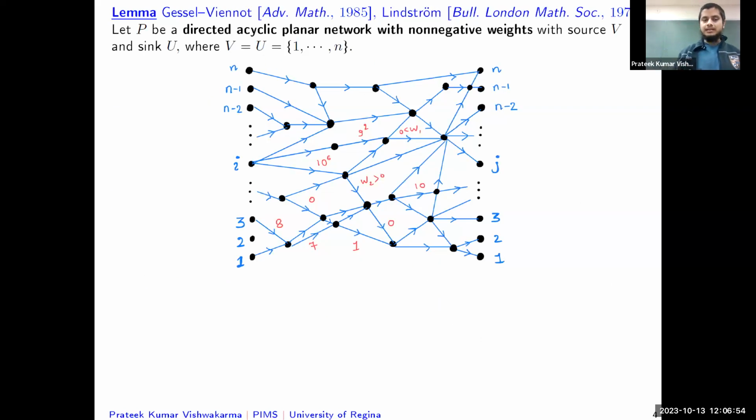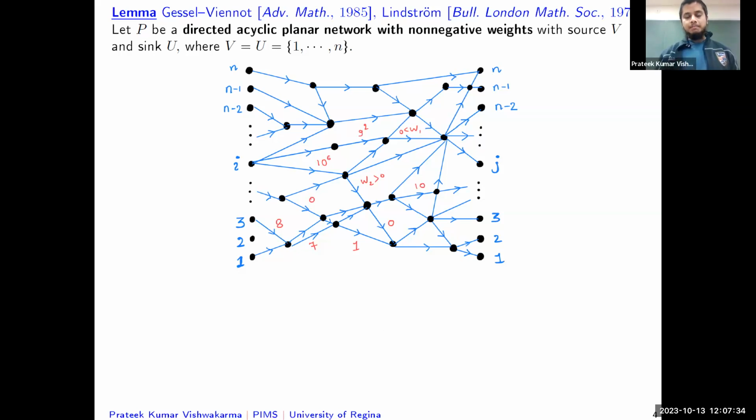For further interesting examples, suppose we consider a directed acyclic planar network on which the edges have non-negative weights. So suppose we have a directed acyclic planar network like this. On the left side, we have vertices in which the in-degree is 0, which means these vertices are our source vertices. And suppose the vertices on the extreme right side have out-degree 0. So suppose these are our sink vertices. So we have a directed acyclic planar network in which all the edges have non-negative weights.